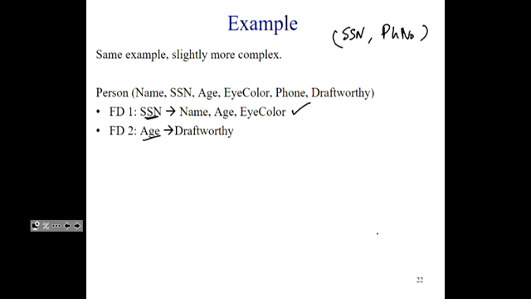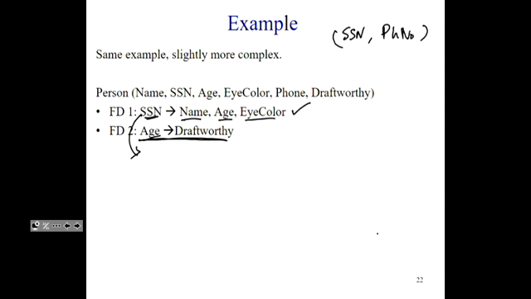If I want to decompose it using functional dependency 1, the first thing I would do is try to beef up the right-hand side as much as possible. The right-hand side now contains name, age, and eye color. Can I add any other attributes to the right-hand side? Well, I can apply functional dependency number 2, which is age to draftworthy.